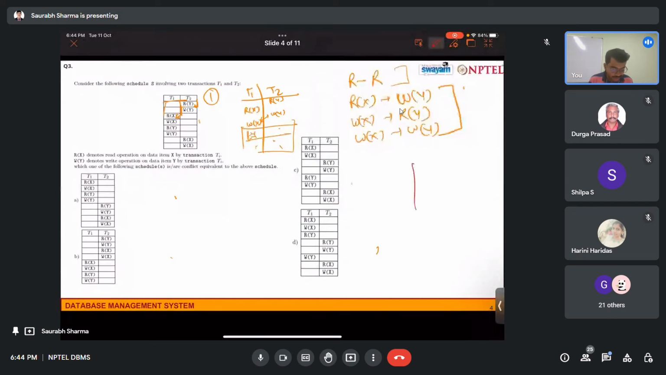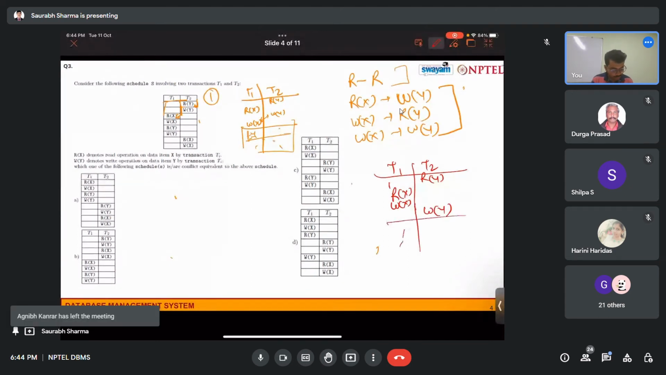What will happen in the next time step? T1 and T2 is there. I have swapped the Rx, sorry, Wx with Wy. Okay, next 4 are as it is. Okay, is there any option? No. Again we can swap. We can swap one by one.